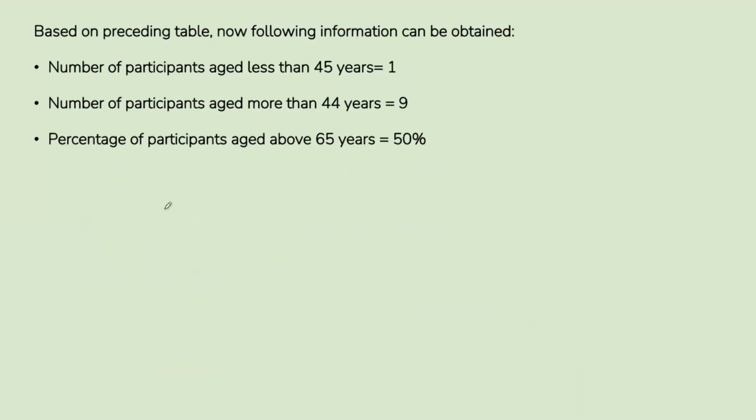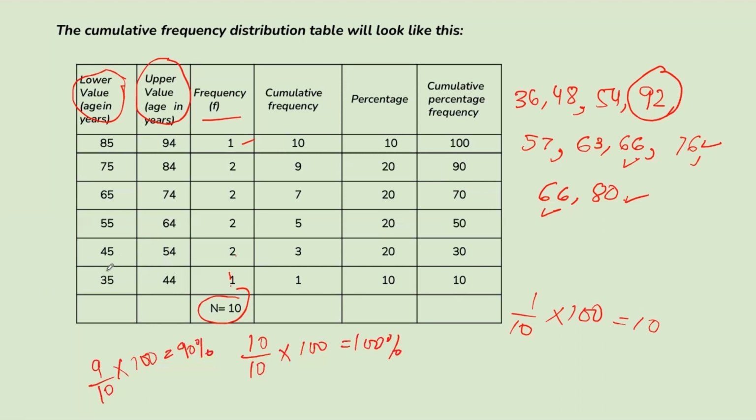Okay. So based on the preceding table, now we have to answer the questions. The number of participants who are aged less than 45 years: how many participants are aged less than 45 years? So here, if you see, less than 45 years means between 35 to 44 years. So that is only 1. So only 1 participant is aged between 35 and 44 years.